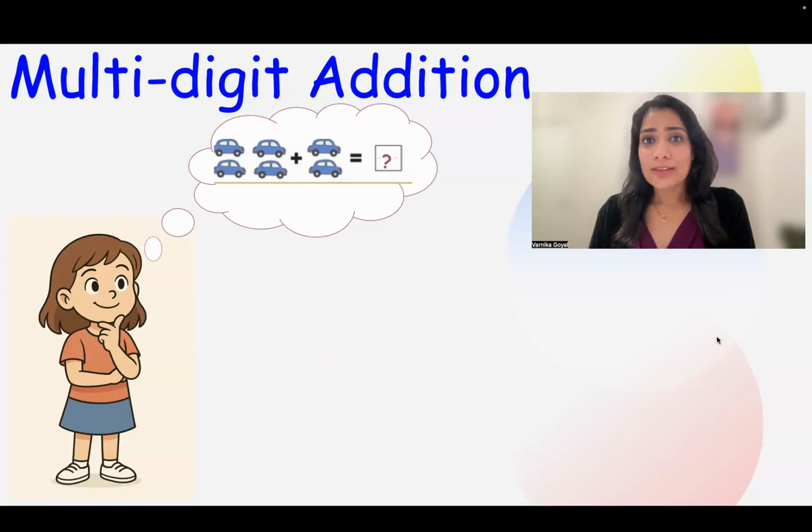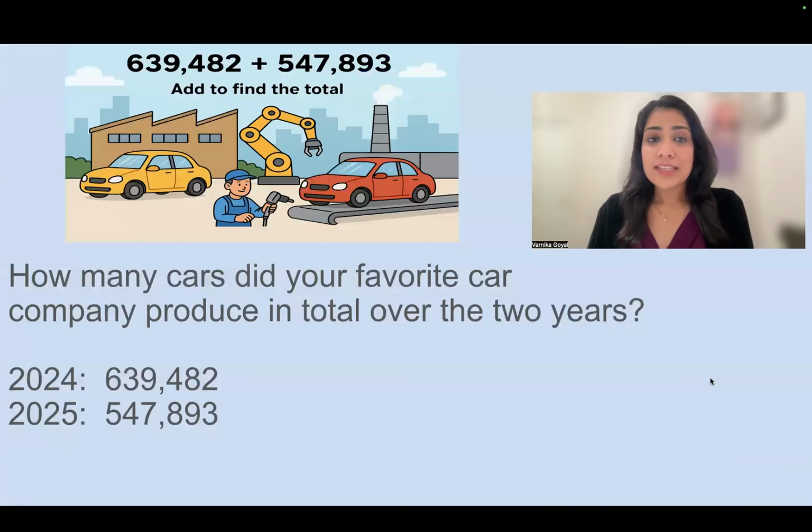Now, let's look at the cases where we might need addition for really large numbers. Say you want to find out the total number of cars produced in 2 years. How do you do that? You can find out the number of cars produced in 2024 and then in 2025 and add them together to find that out.